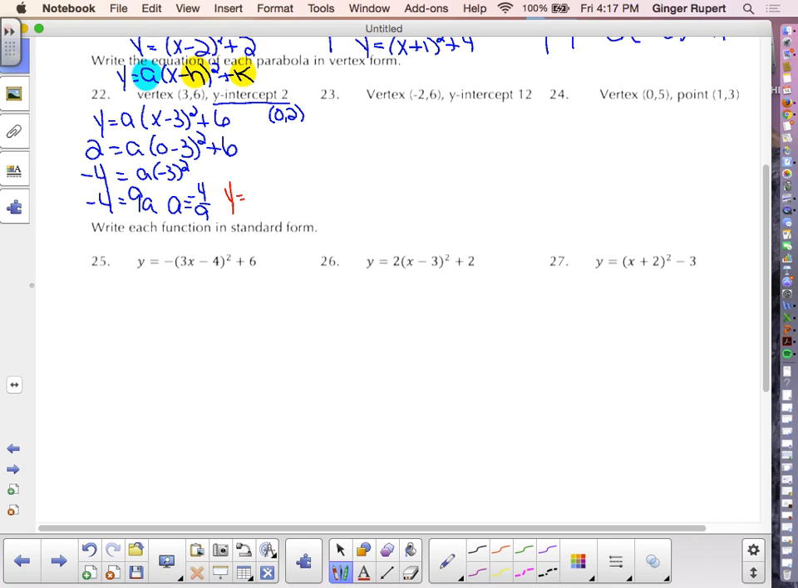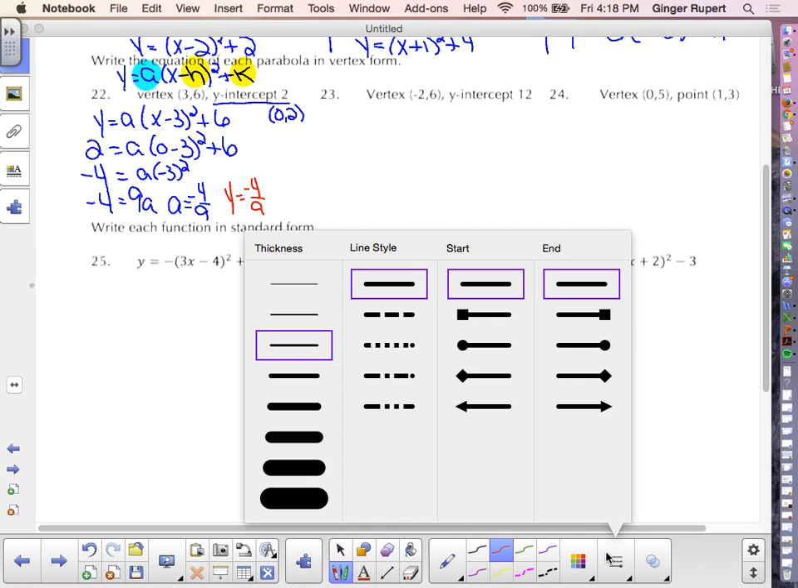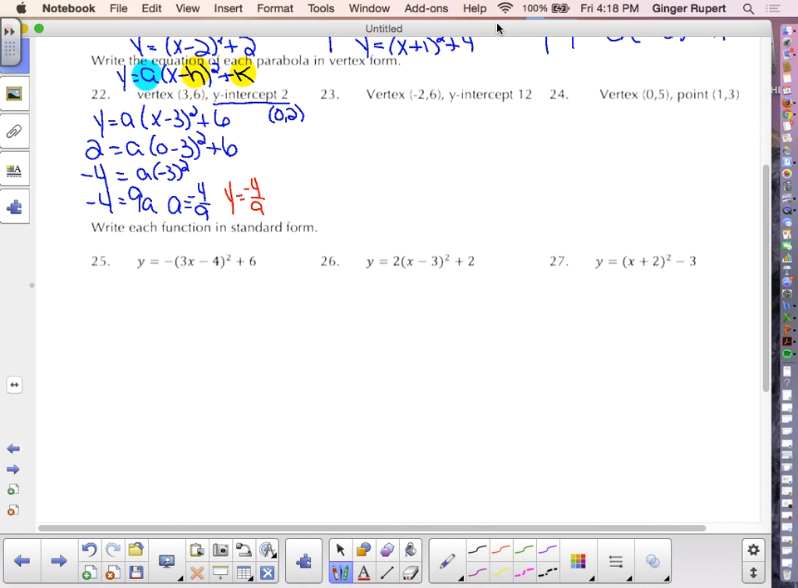It will be y is equal to negative 4/9 (x minus, well, I don't even need to put that 0 there. It's just going to be x squared. Oh, no, my vertex, I'm sorry. I do need to put that there. I got a little lost for a minute.) Negative 4/9 times (x minus 3) squared plus 6.